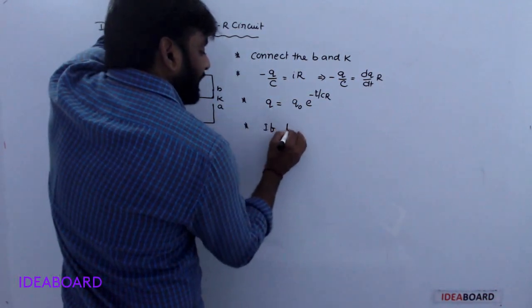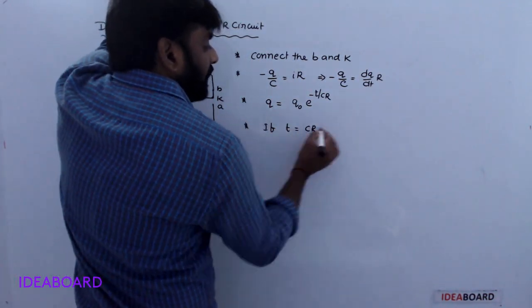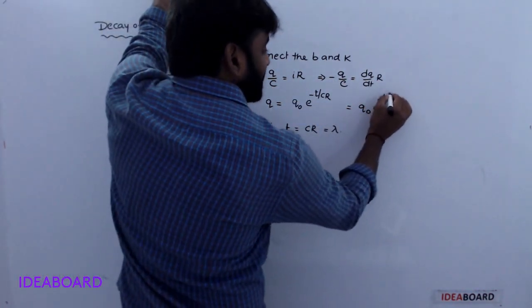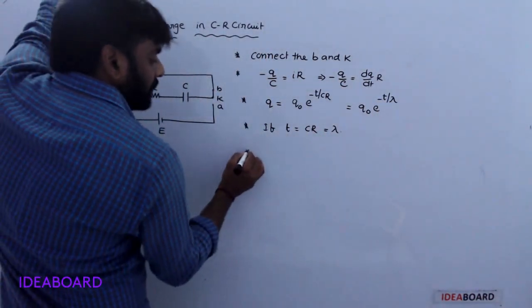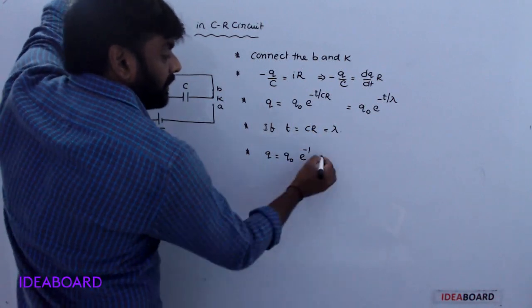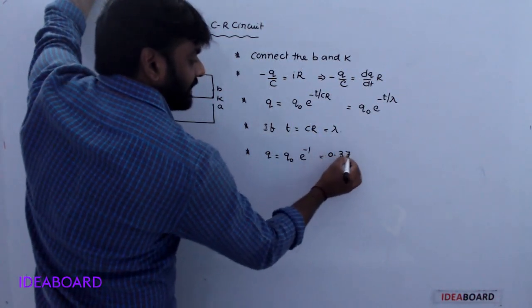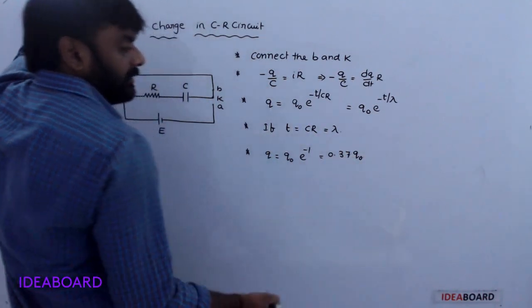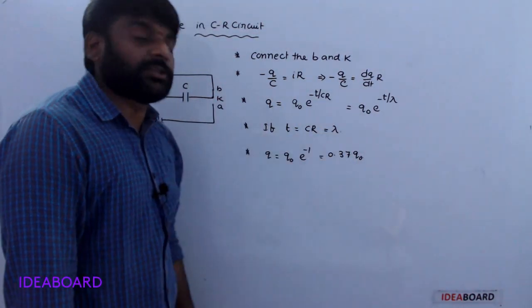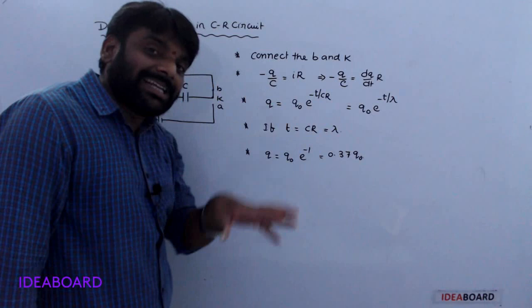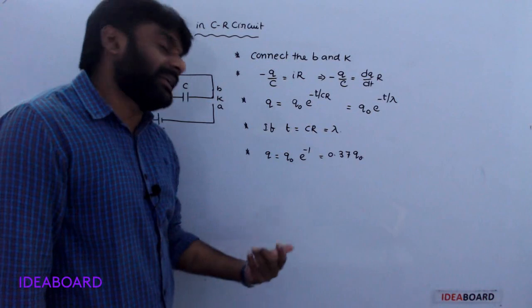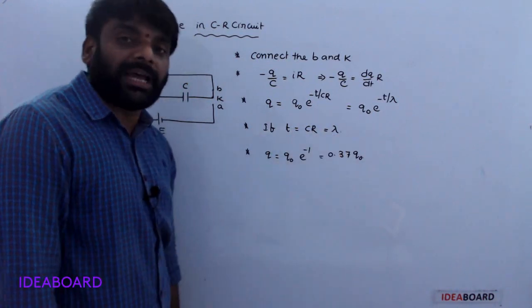If t is equal to CR, that means lambda, it is also written as Q naught into e power of minus t by lambda. So Q is equal to Q naught into e power of minus 1, that means 0.37 Q naught. In the discharging case, the capacitive time constant is also defined as the time it takes for the charge to decrease by 37%.